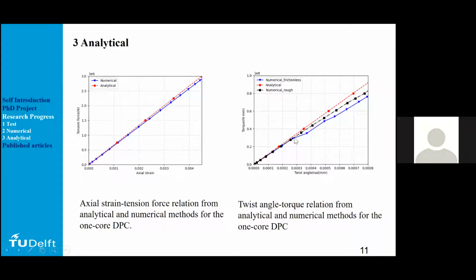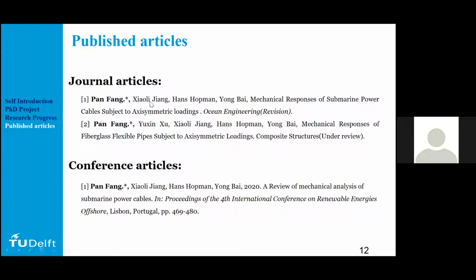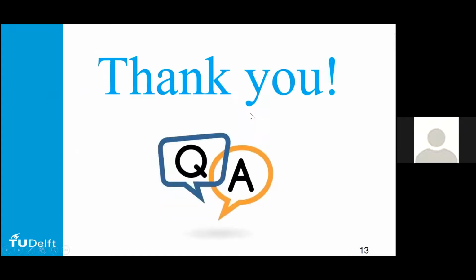So we can see from this image that after a certain point, the 3 curves start to have a very obvious difference. That's because the layers within the cable start sliding against each other. If you want to know the details of the analytical model and the numerical model, as well as the results from these 2 methods, these results have been summarized in this paper. Although it is still under revision, I guess in 2 months it will be published. So yeah, that's it. Thank you.